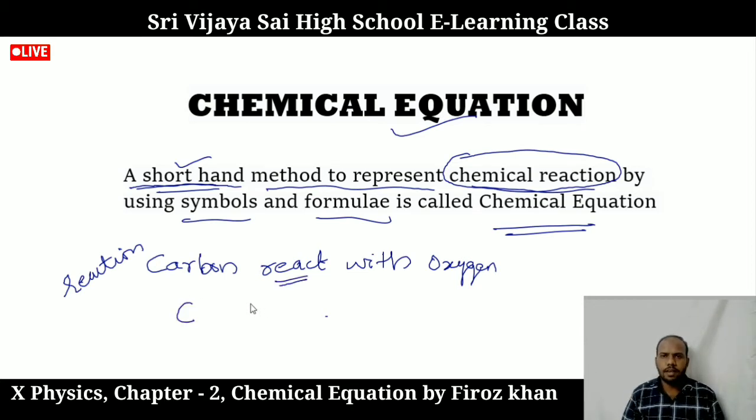So the symbol of carbon is C. Reacts means we are just adding a symbol, that is plus. So with oxygen. What is the symbol of oxygen? We have to write it as O2. This is the formula, O2. The symbol is O and the formula is O2.